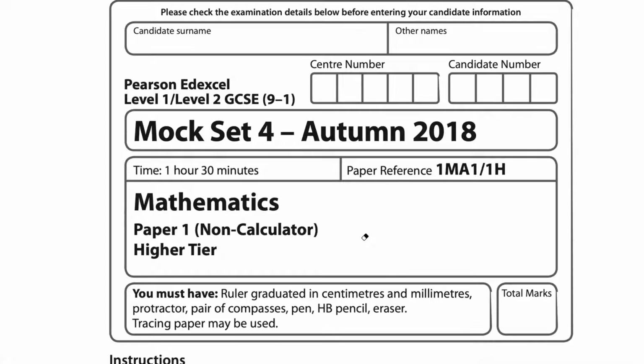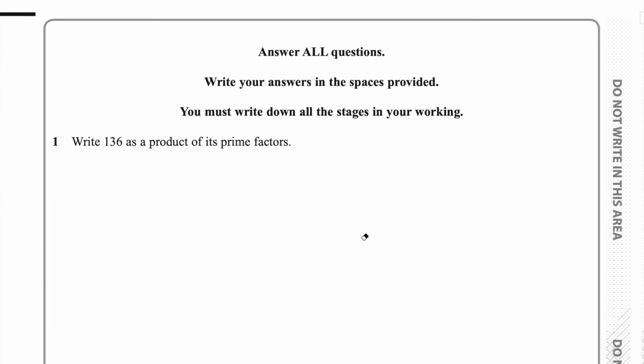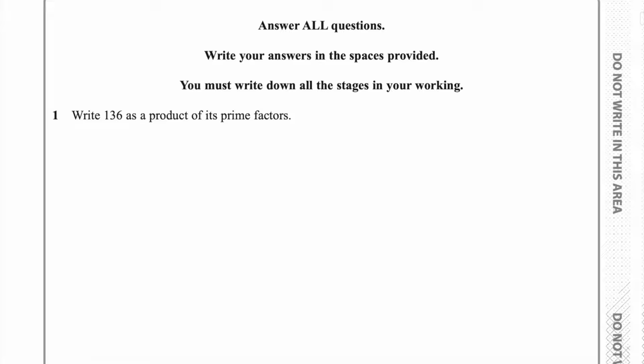Okay, so let's get started on question 1. Question 1 says, write 136 as a product of its prime factors. So you could start with a factor tree. So just start by dividing 136 by whatever you think goes into it.